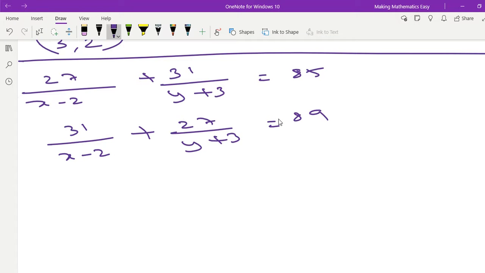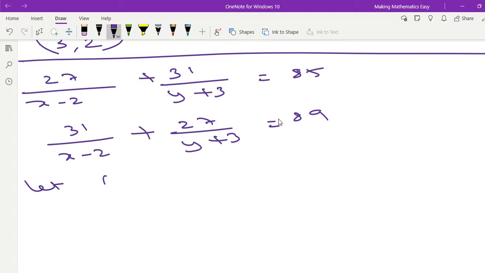So let's use the same method, but before doing that, let's compare both the equations and see whether the denominator terms are the same. So we can see x minus 2 over here, x minus 2 over here, y plus 3 over here, y plus 3 over here.